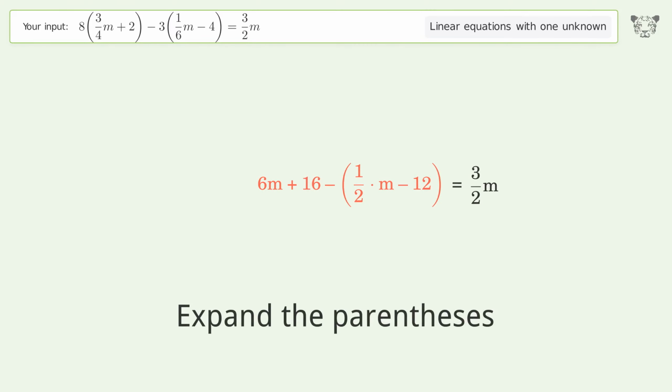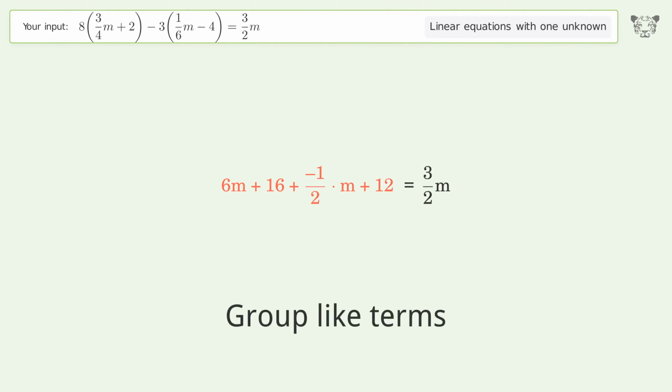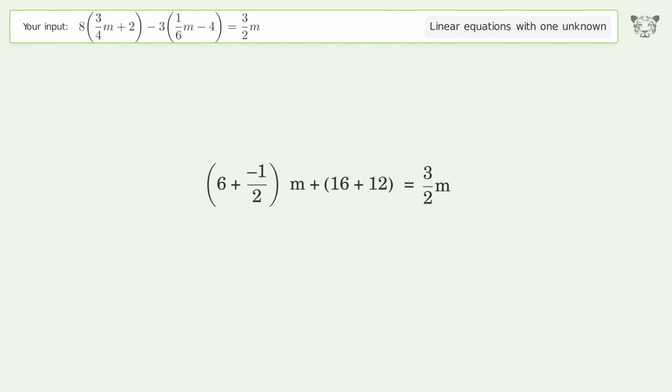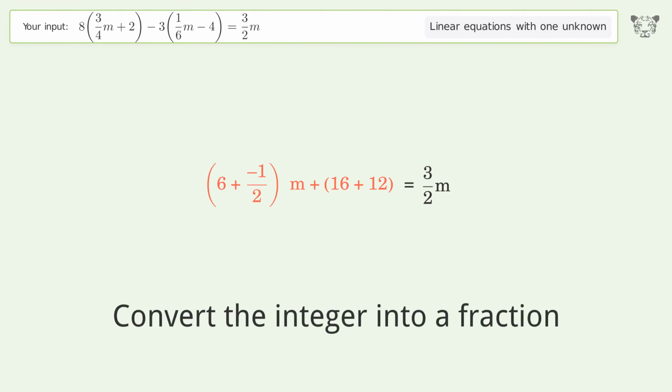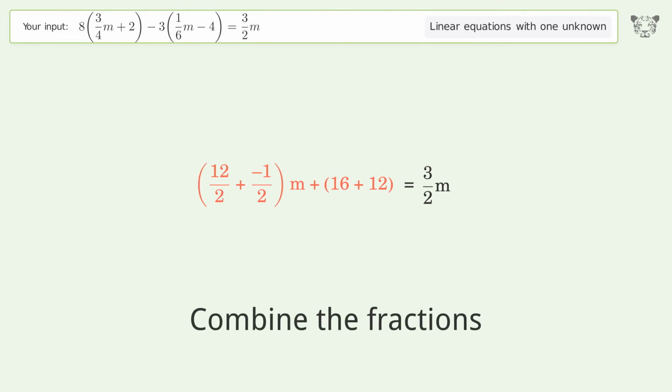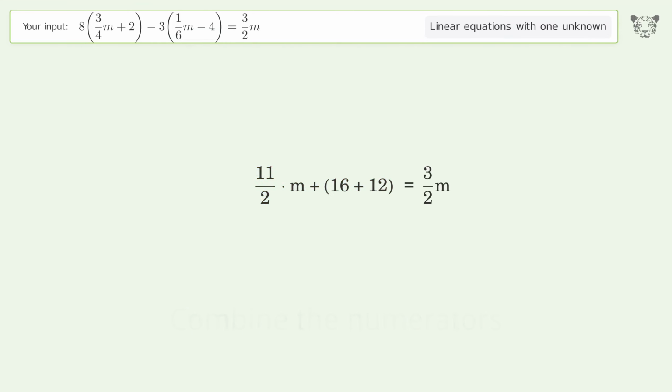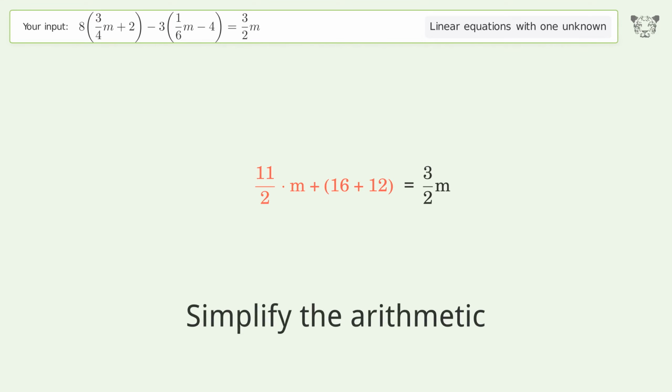Expand the parentheses. Group like terms. Group the coefficients. Convert the integer into a fraction. Combine the fractions. Combine the numerators. Simplify the arithmetic.